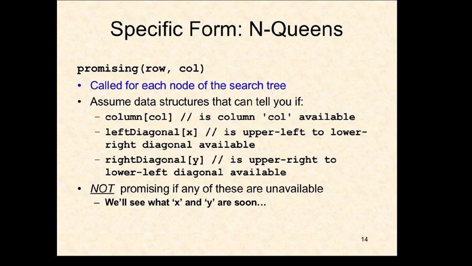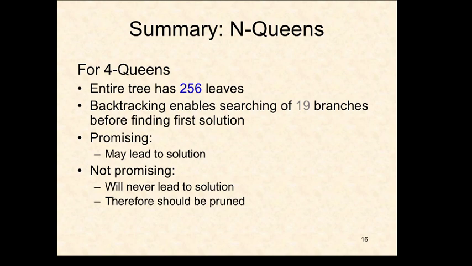Left diagonal and right diagonal is basically upper left to lower right or upper right to lower left. Is there anyone in this diagonal? So we're going to check for a given row and column, is there anyone there or not? And for a given diagonal, is there anyone there or not? So I will determine if we can put something in this row at a given column.